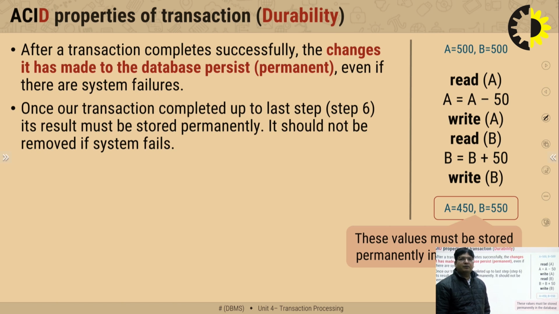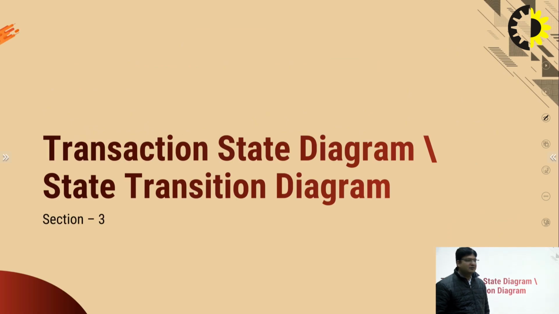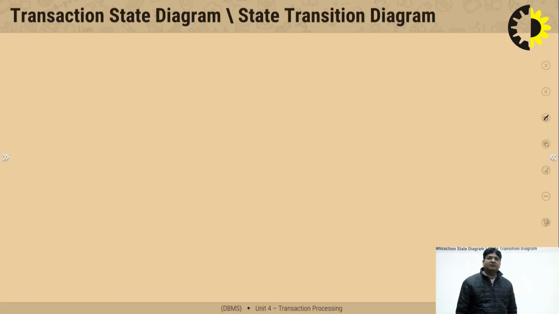That is the property of durability. So, the changed value must be reflected back in the disk. Only then we say that the property of durability has been maintained. I hope it is clear. Next, the various states, that is, the transaction state diagram or transition diagram.